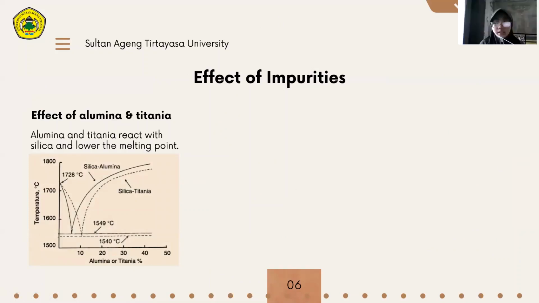Effect of impurities. The first, effect of alumina and titania. Titania behavior is similar to that of alumina, and its presence is undesirable in quartz. Alumina and titania will react with silica and lower the melting point. The presence of 10% titania can lower the melting point to 1,540 degrees Celsius, while for alumina, the presence of 5% can lower the melting point to 1,549 degrees Celsius.